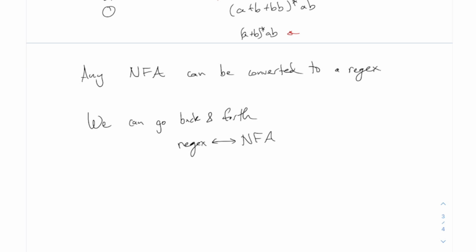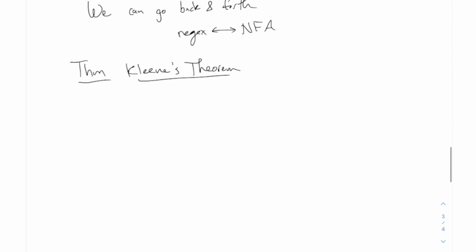So what this means, and there's actually a name for this, is a theorem called Kleene's theorem. It says that L is a regular language if and only if L can be generated by a regular expression.